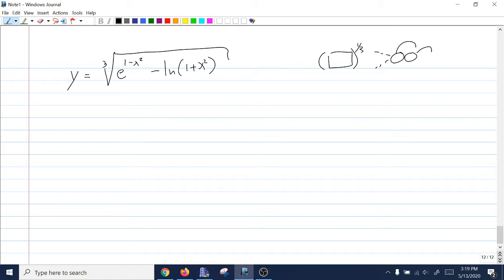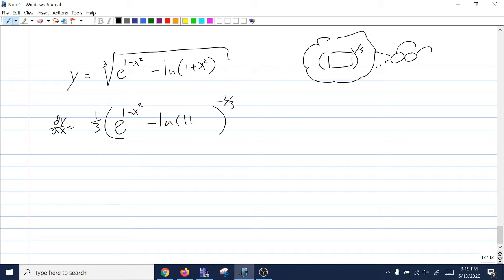This cube root is something to the 1/3. The derivative of something to the 1/3 is going to be 1/3 something to the negative 2/3. What goes inside here? Leave the inside alone. I know it looks terrible. Don't let that freak you out. We're just copying and pasting right now. Now I need to multiply by the derivative of the inside.